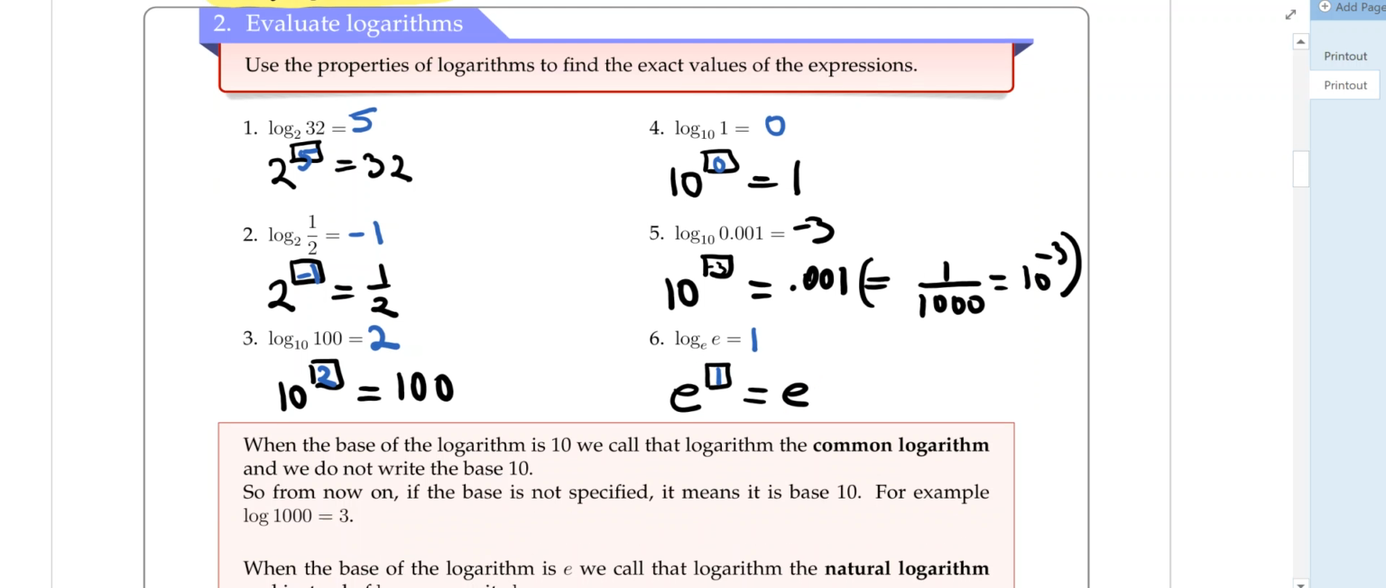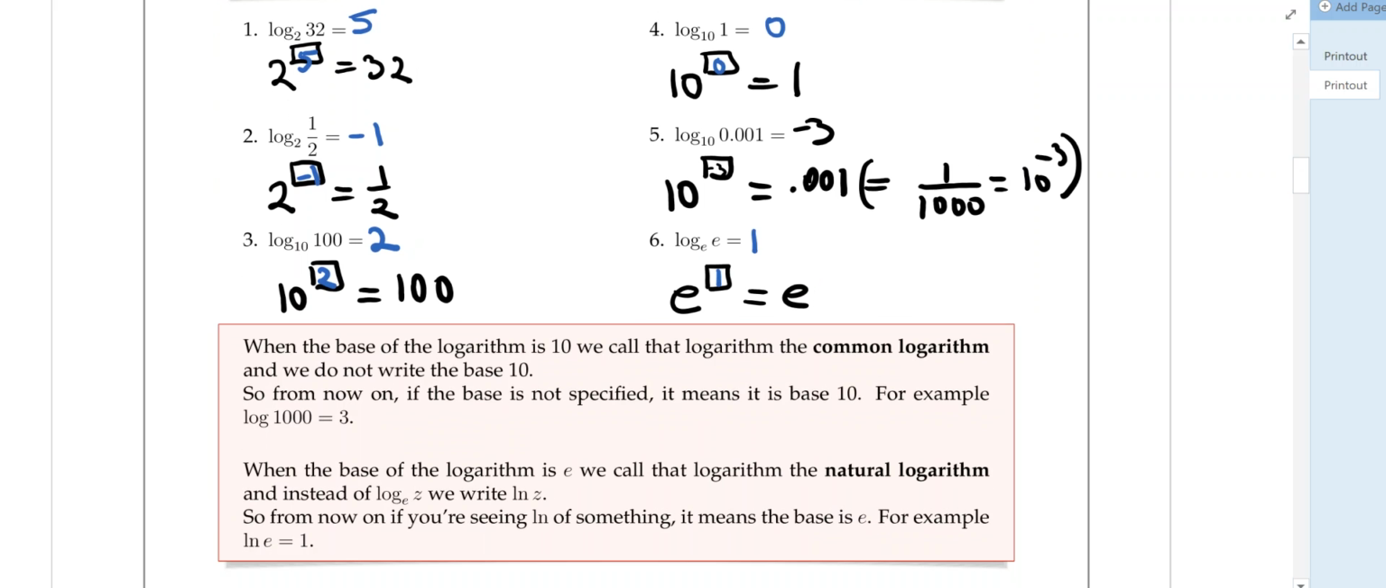All right, so we're mostly going to work with base 10 and base e. So when we have base 10, we call the logarithm base 10 the common logarithm, and we simply just don't write the base anymore. So for example, if you have log of 1,000, it means that the base is 10. It's just not written there. So when the base is not specified, it means that it's 10. So log of 1,000 means log base 10 of 1,000, and it's 3 because 10 to the third equals 1,000.